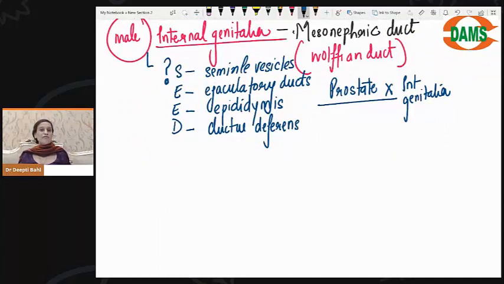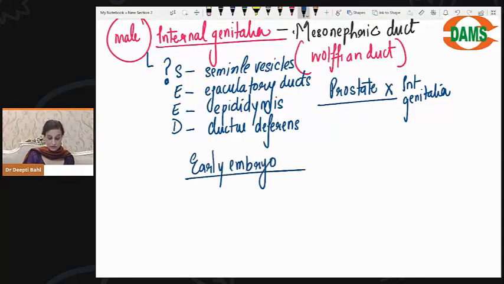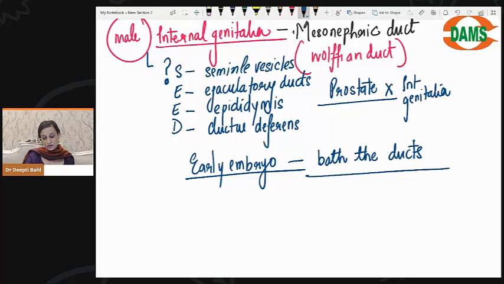should it have both the ducts or only one of the ducts? Tell me. If it is an early embryo, should it have both the ducts or only one? So yes, it has to have both the ducts. This embryo may convert into a male or a female, right? So the early embryo will have both the ducts. We are keeping all possibilities there. It can be a male baby, it can be a female baby. So it will have both the Mullerian ducts or paramesonephric ducts and the mesonephric ducts.